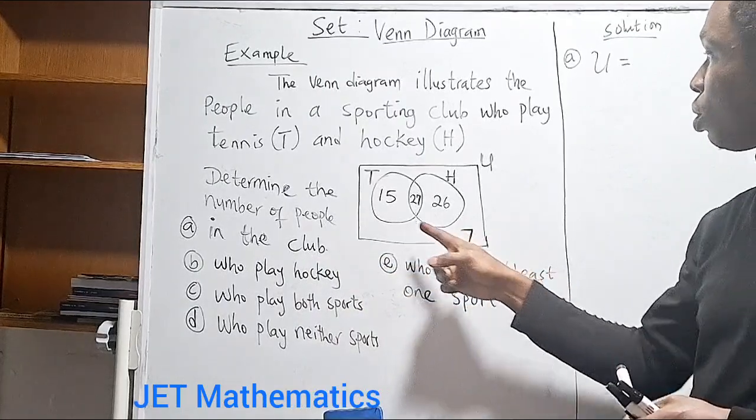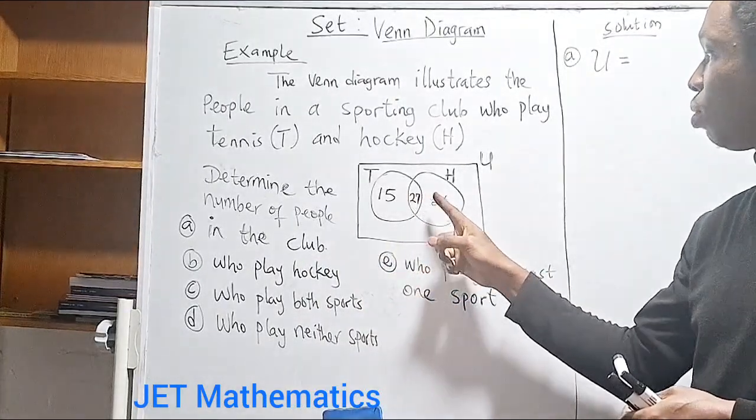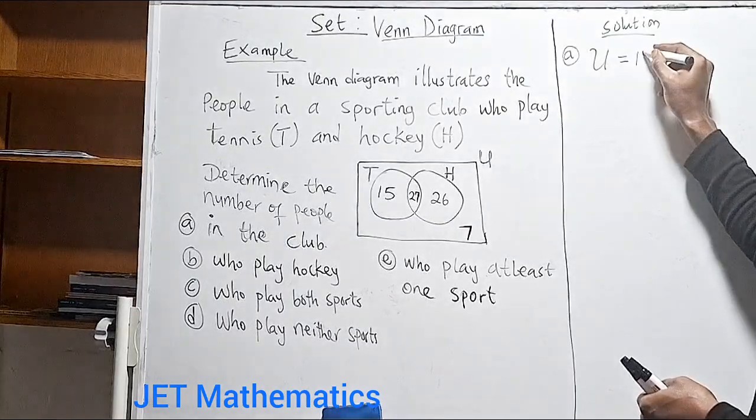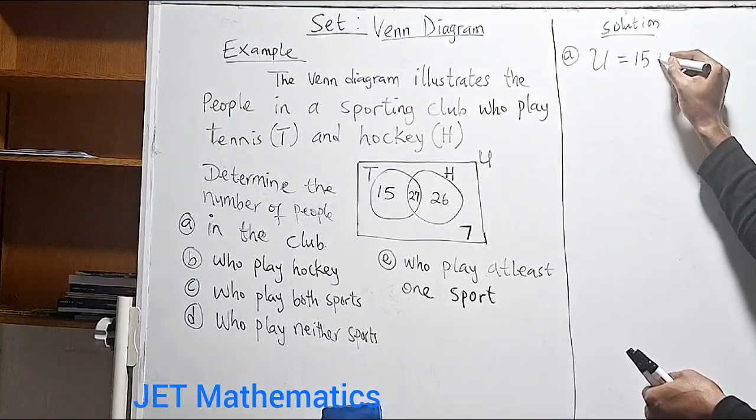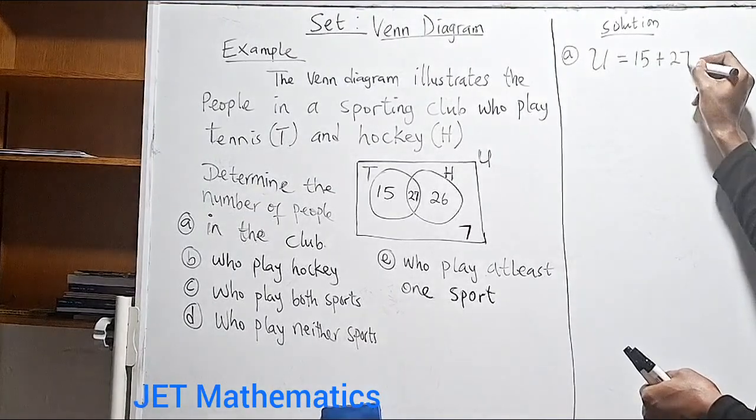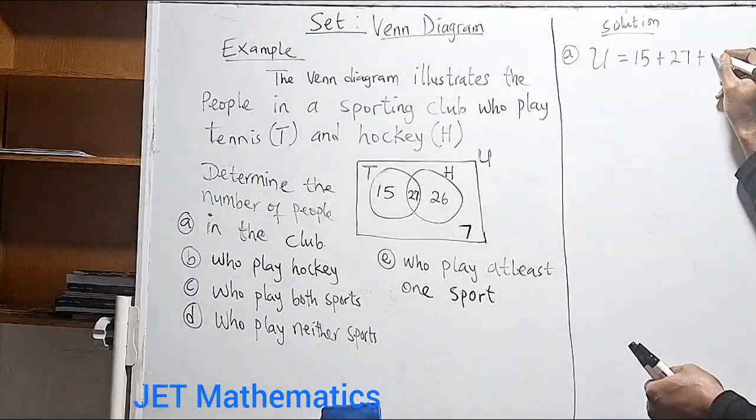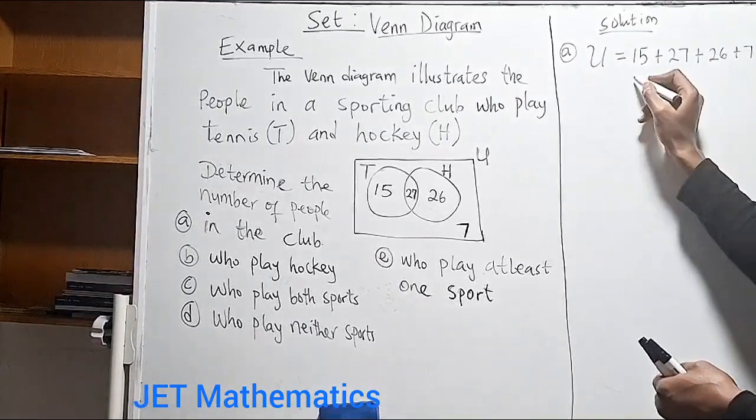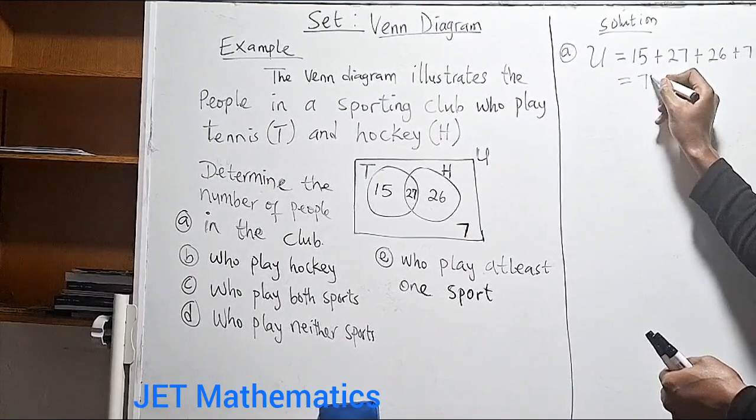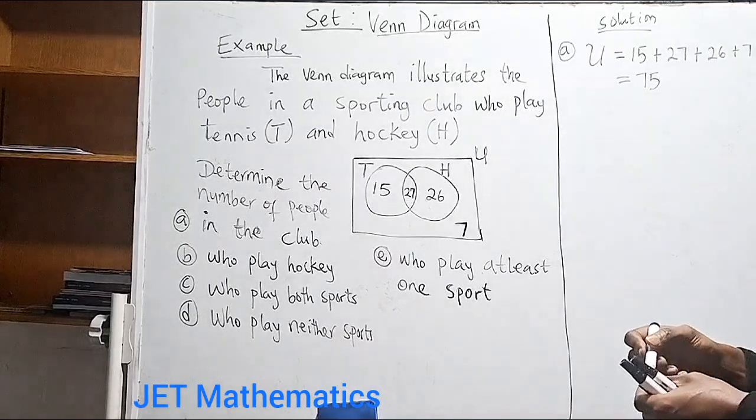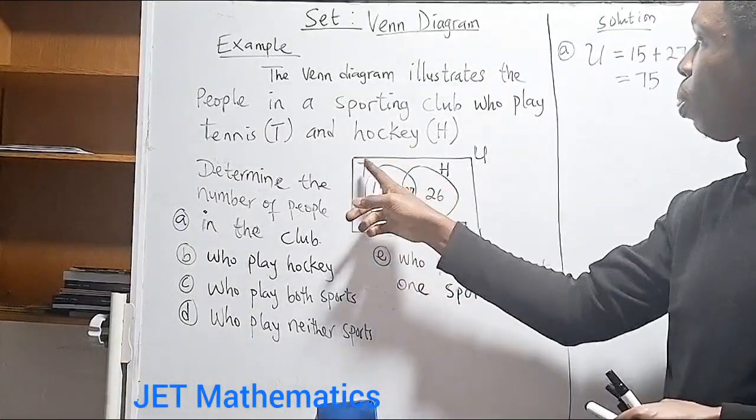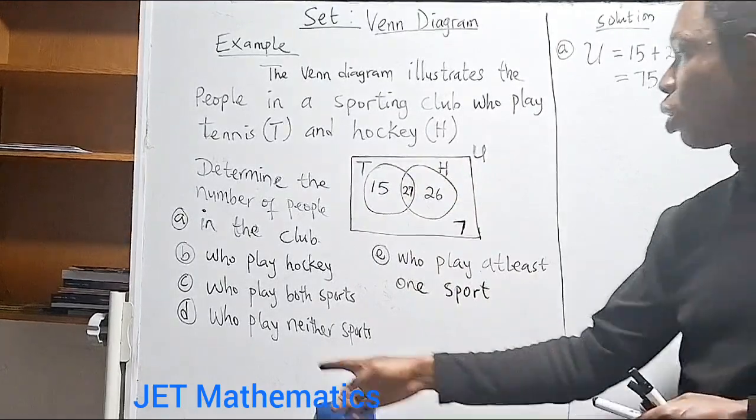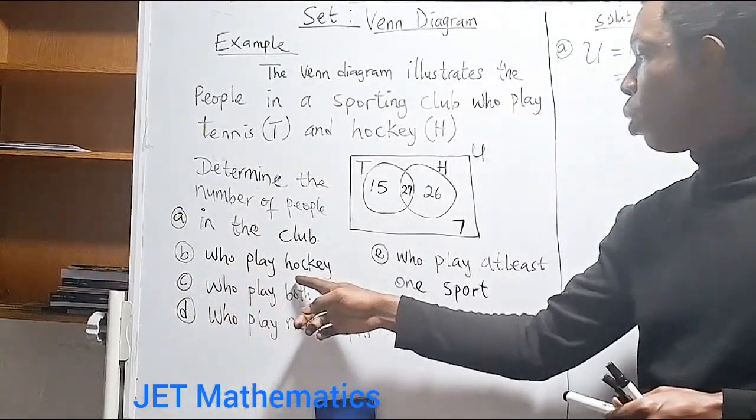And that becomes 15 plus 27 plus 26 plus 7. And that gives us 75. So we have 75 people in the club. Alright? The next question says the number of people who play hockey.